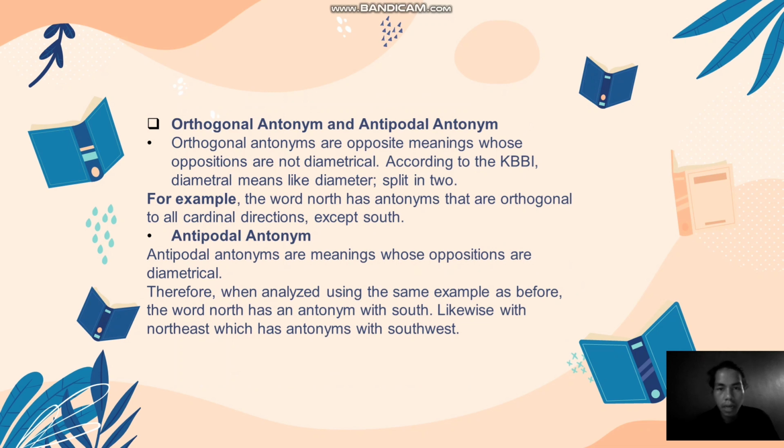Next, orthogonal antonym and antipodal antonym. Orthogonal antonyms are opposite meanings whose oppositions are not diametrical. Diametral means like a diameter splitting into sides. For example, the word north has antonyms that are orthogonal to all cardinal directions except south. Antipodal antonyms are opposite meanings whose oppositions are diametrical. Therefore, when analyzed using the same example as before, the word north has an antonym with south, likewise with the word that has an antonym with surface.